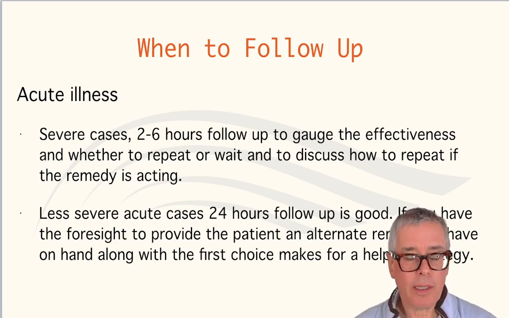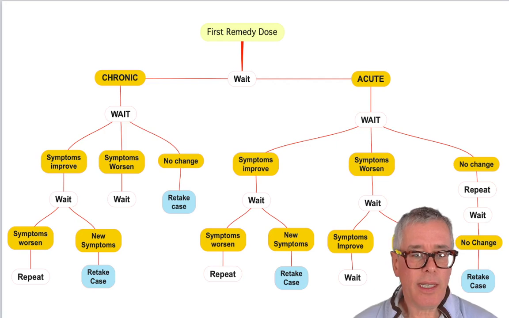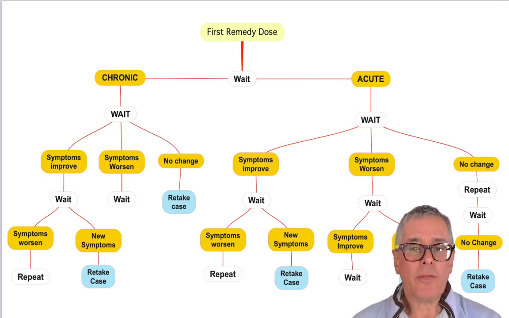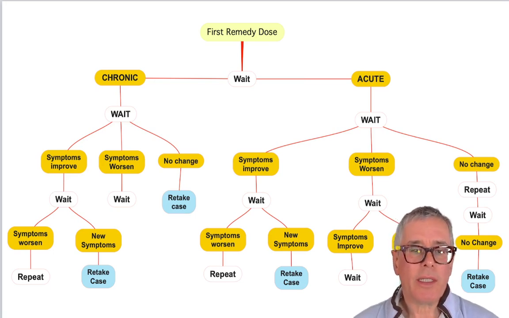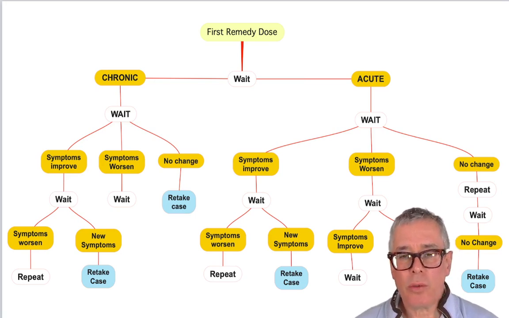So I've got this handy chart to show you the different follow-ups that you might do. On the left side, we see chronic disease, and on the right side, acute disease. We give the dose, then we wait for these parameters to see if the symptoms improve, worsen, or there's no change. If the symptoms improve, we wait. And then if the symptoms begin to worsen and the symptoms are the same, repeat the remedy.